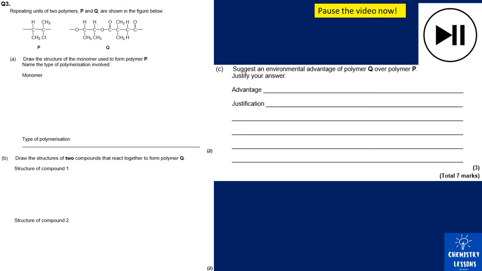Okay, question 3 then. So pause the video, have a go at the question, and when you're ready, unpause the video. Okay, so we're asked in A to draw the structure of the monomer from polymer P. Well, polymer P is a polyalkene, it's an addition polymer, therefore the monomer will look something like this.